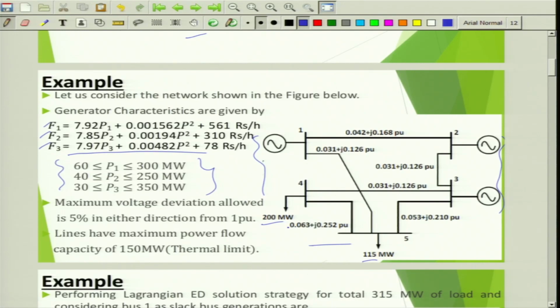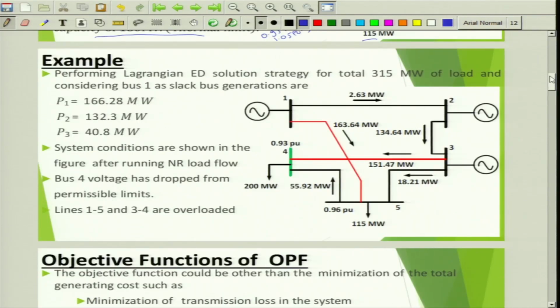For example, here the maximum voltage deviation allowed is 5% in either direction from 1 per unit. That means the voltage limits are 0.95 per unit, which is the lower limit, and 1.05 per unit, which is the upper limit. Lines have a maximum power flow capacity of 150 megawatt due to thermal constraints. Now, performing the Lagrangian economic solution strategy for a total 315 megawatt of load and considering bus 1 as the slack bus, you get these optimal generations.